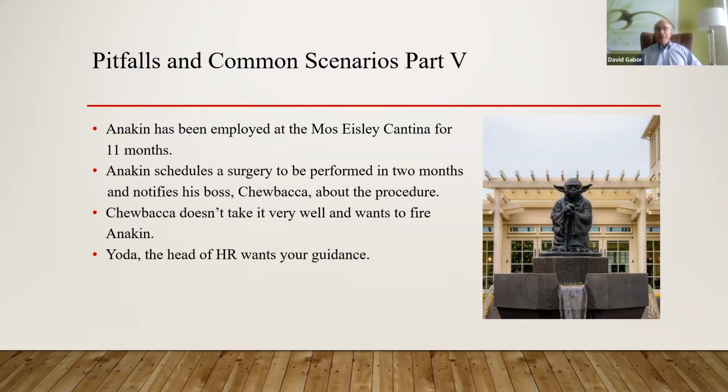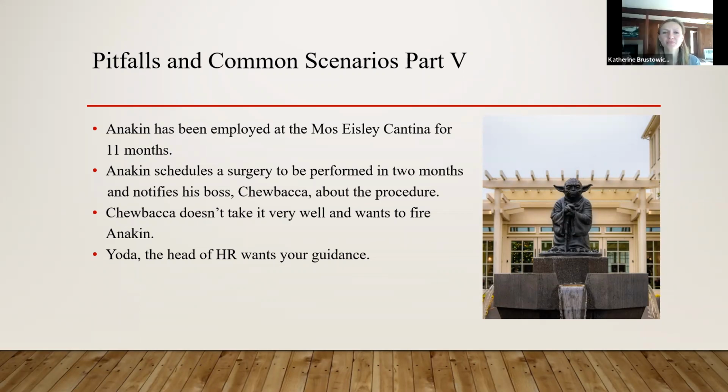Okay. So any of you people like Star Wars? Anakin has been employed by Mos Eisley Cantina for about 11 months. Remember, 11 months. And he's got some surgery scheduled to take place 2 months into the future. And Chewbacca does not take it very well and wants to fire him. So Yoda, who's the head of HR, wants your guidance. Katherine, may the force be with you. What do you tell Yoda?